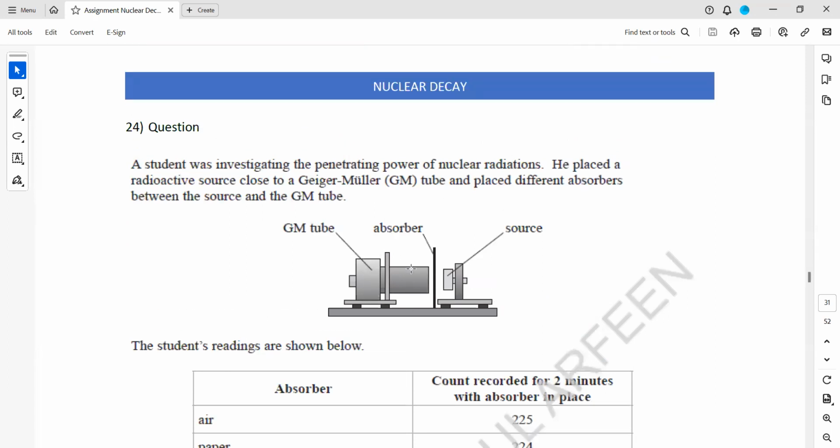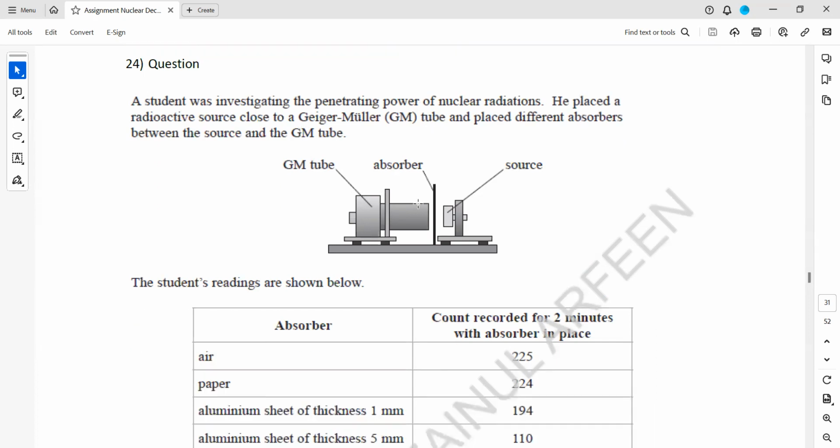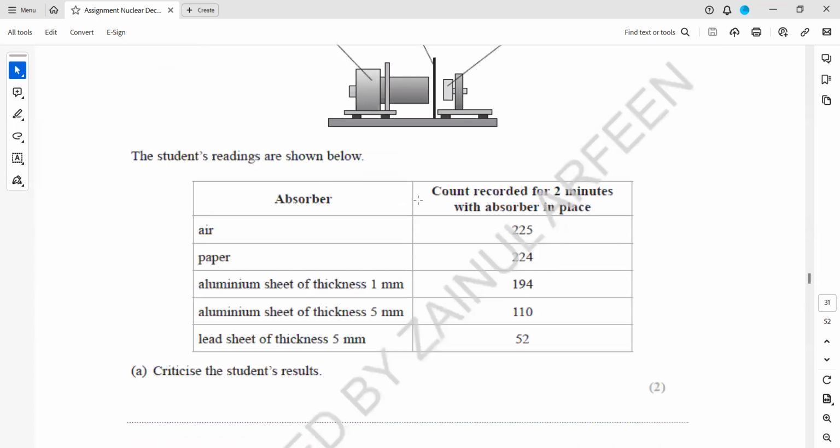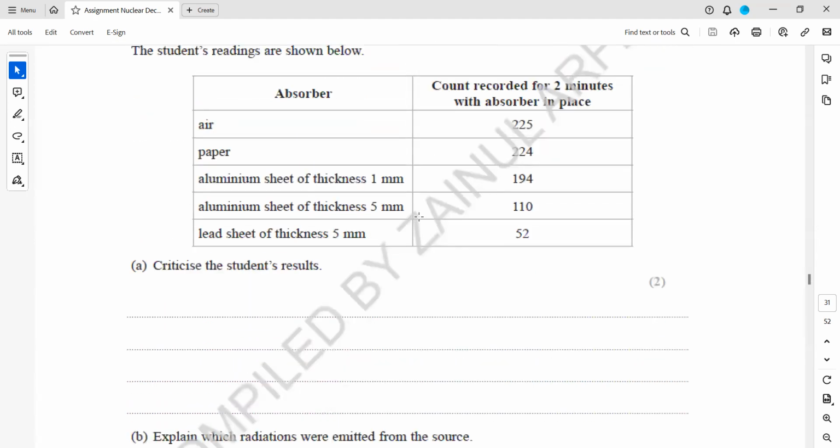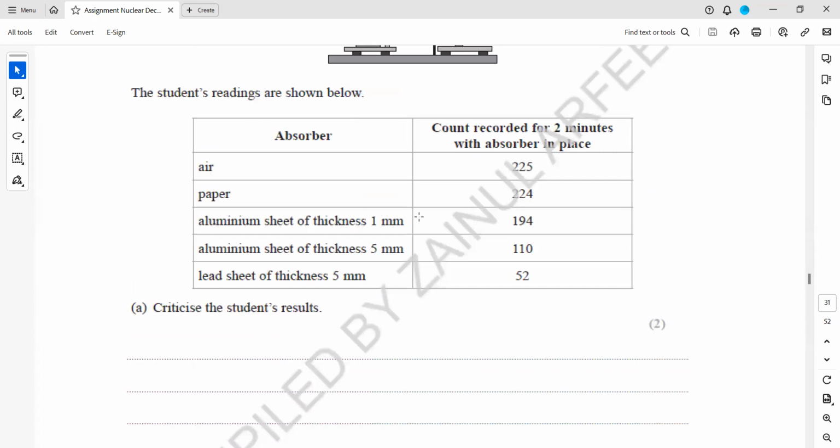In question 24, a student was investigating the penetrating power of nuclear radiation. He placed a radioactive source close to a GM tube, a Geiger-Muller tube, and placed different absorbers between the source and the GM tube. First, he placed air and then paper, then an aluminum sheet with a thickness of 1 millimeter, then 5 millimeters, and then a lead sheet. Criticize the student's results.